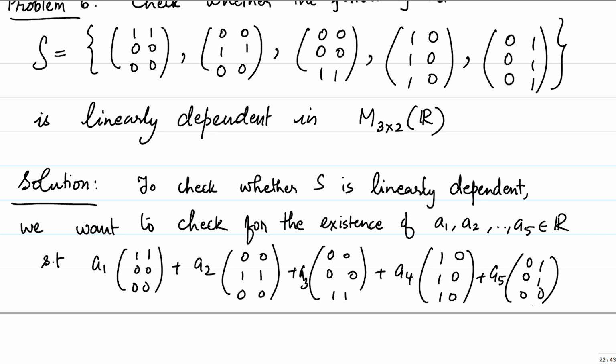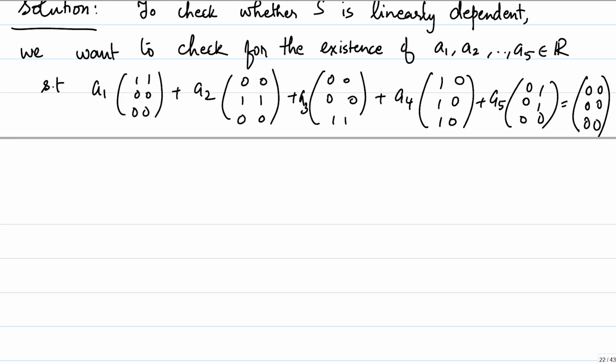What is the zero vector here? Remember that the vector space that we are talking about is the vector space of all 3×2 matrices over R, and the zero vector there is the zero matrix, which consists of zeros as its entries. So this is just the zero vector, which is 0, 0, 0, 0, 0, 0. This is precisely what we would like to check, whether there exist A1, A2, A3, A4, A5, such that this linear combination is the zero vector. If we translate it using the vector addition and the scalar multiplication involved in M3×2 of R, which is basically component wise in both cases, this is just going to be, let me write down the answer directly.